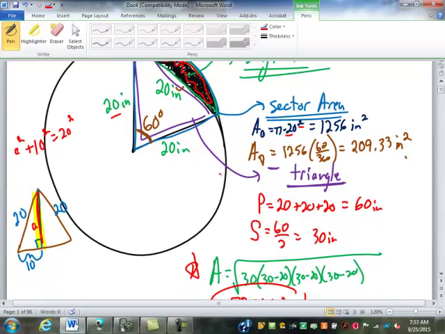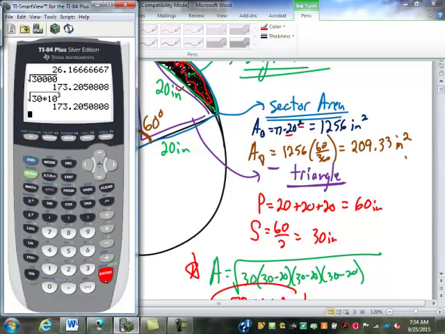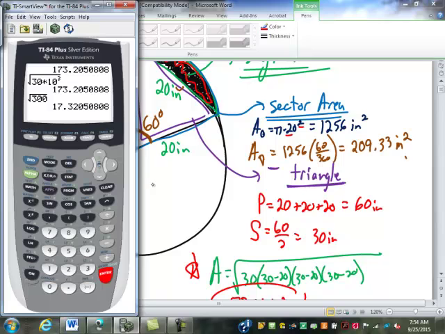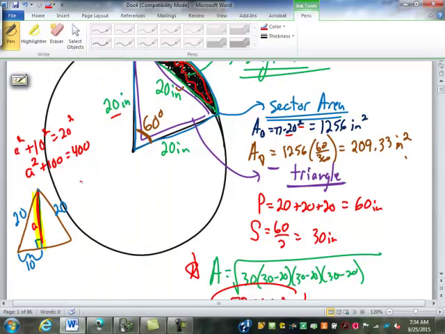You would have got the same triangle area doing this, by the way. A squared plus 10 squared equals 20 squared. That means a squared plus 100 equals 400. Subtracting 100 gives you 300. A would be the square root of 300, which is going to be 17.32. So you have a height of 17.32.